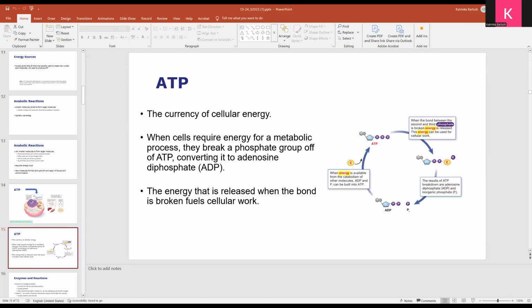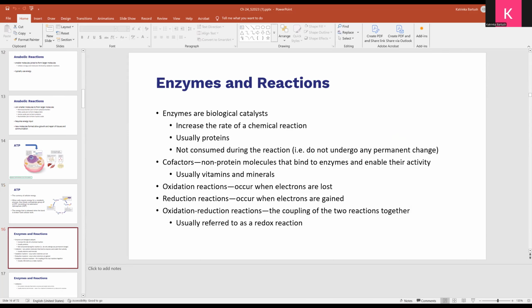Again, ATP is the form of cellular energy that we can utilize. So sometimes people refer to it as the currency of the cell. When cells require energy for a metabolic process, they'll break off a phosphate group from ATP, giving you the ADP and the phosphate group I mentioned earlier. That energy that's released when the bond is broken then fuels cellular work. And so the graphic here is showing you how we recycle ATP and ADP.